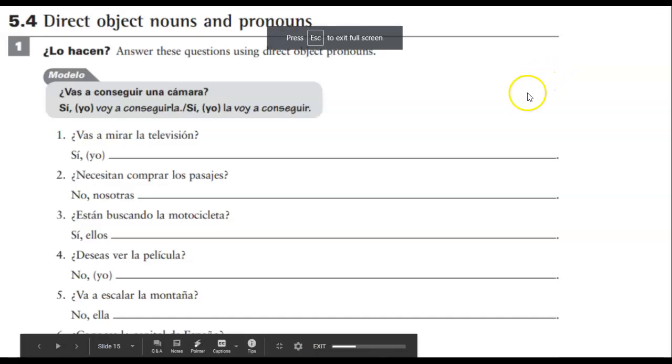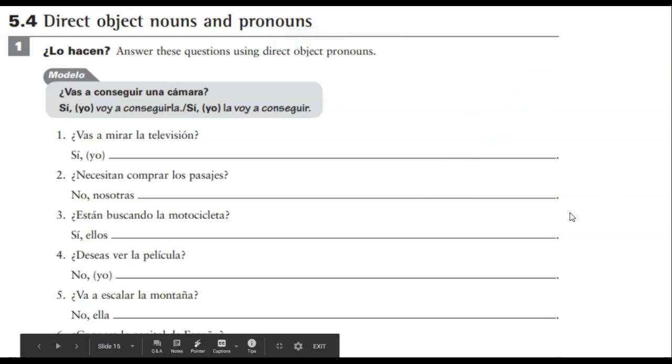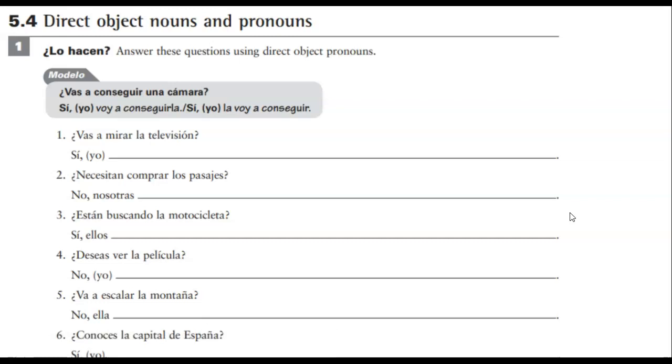Okay, on this page, actually this is the activity pack. So if you have the activity pack in your possession and you remembered to take it home, you could grab it. This is that page or two in the activity pack. Okay, so answer these questions using direct object pronouns. So just what we were doing before.